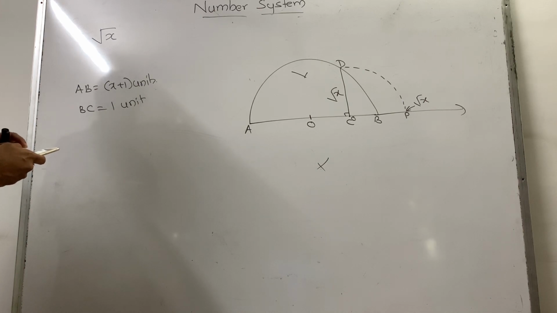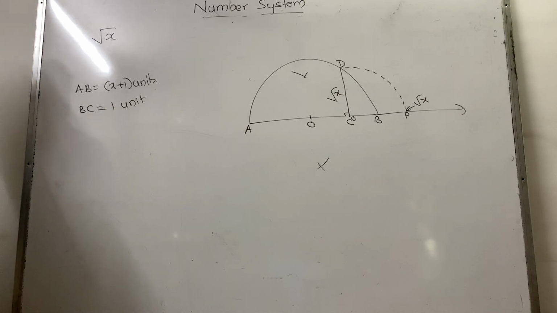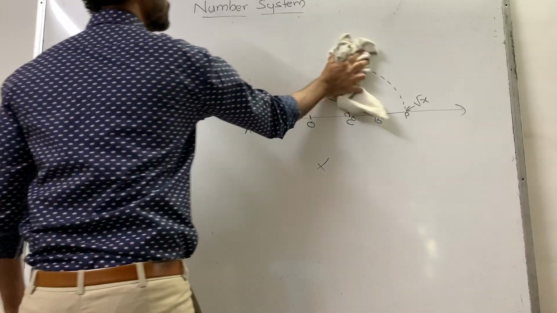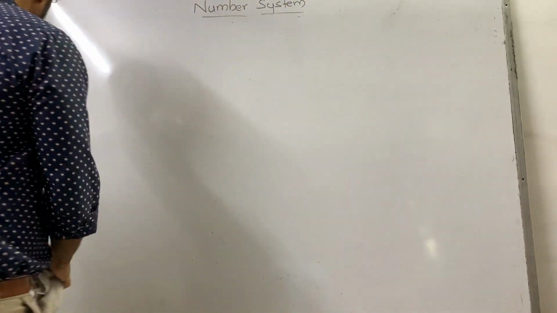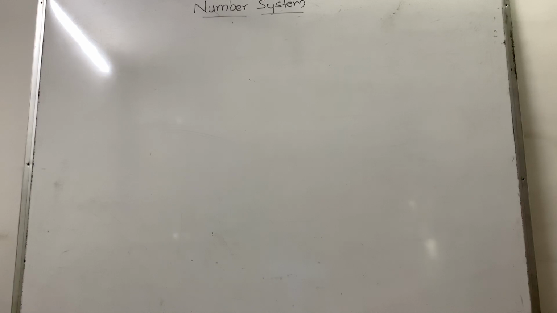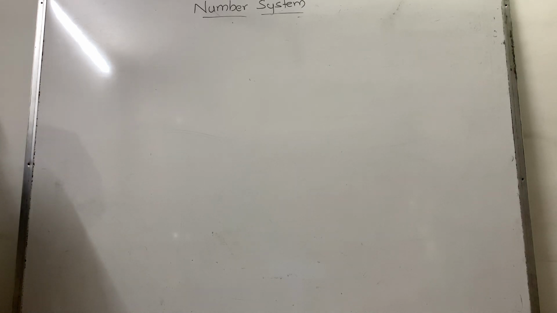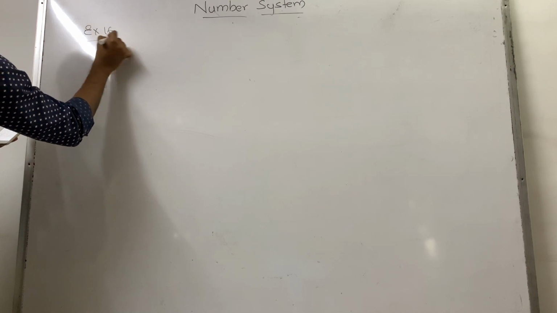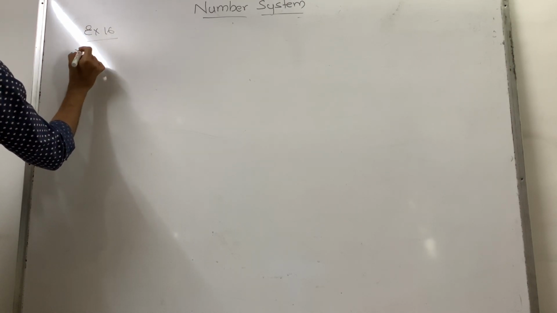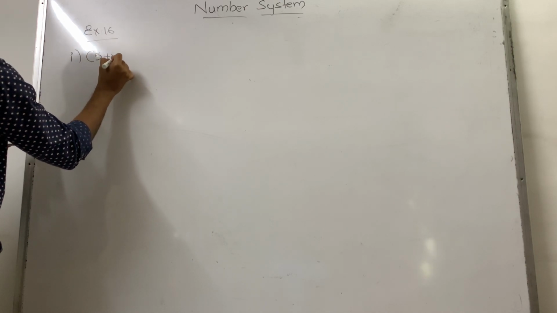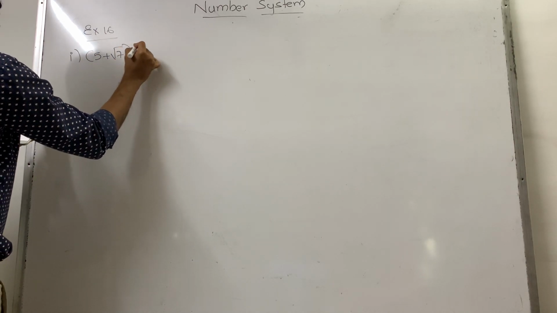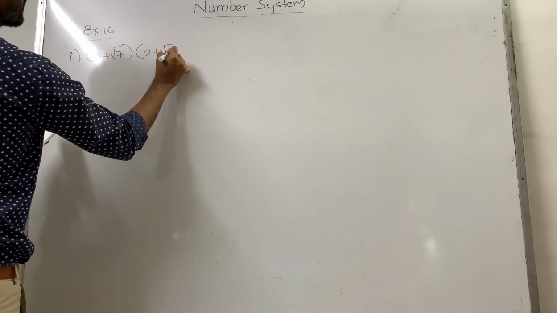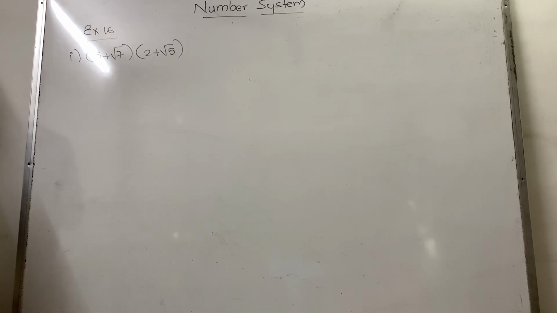Now let's take example 16. In example 16 we have to simplify. The first question to simplify is 5 plus root 7 into 2 plus root 5. We have to open the brackets.